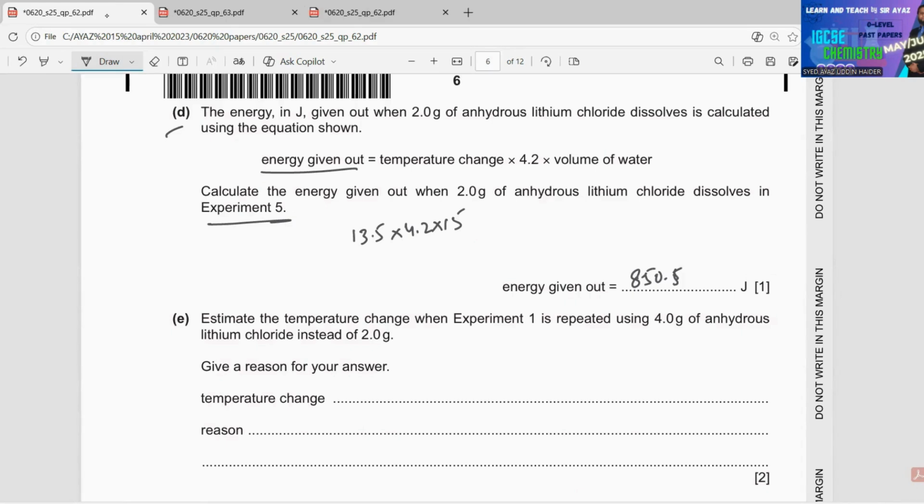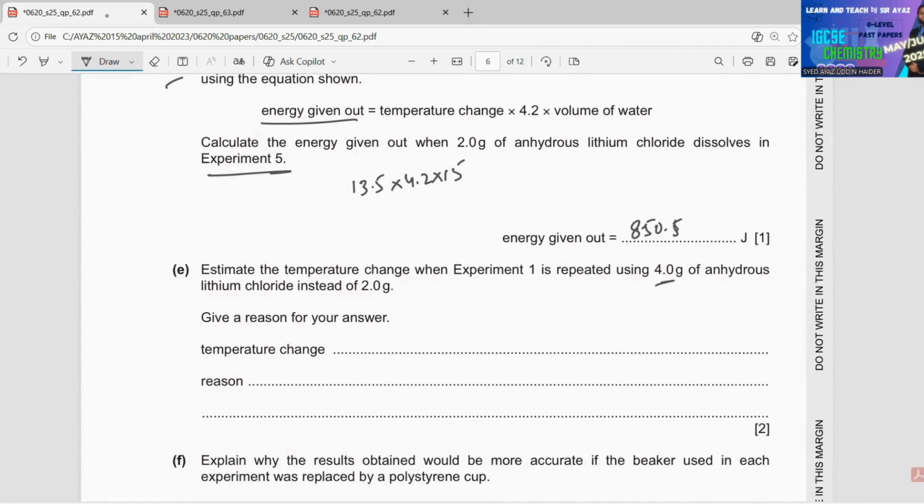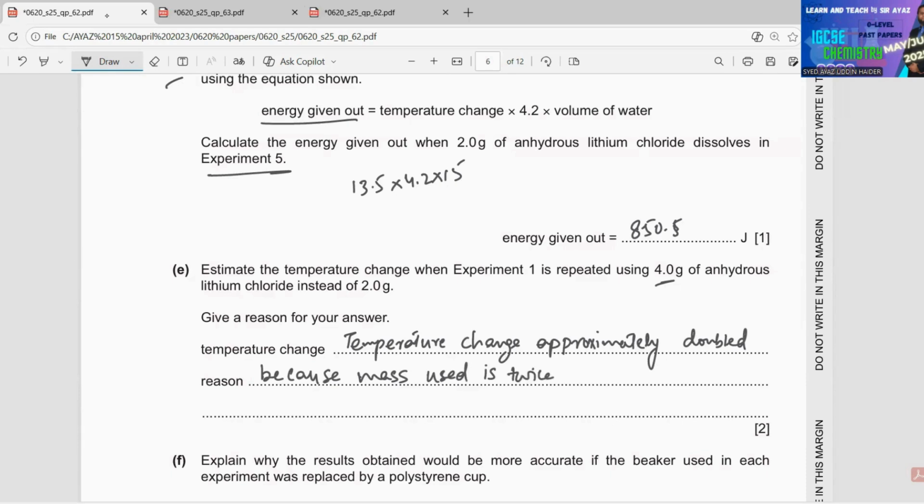Estimate the temperature change when experiment 1 is repeated using 4 gram of anhydrous lithium chloride instead of 2 gram. You have increased the mass, so definitely the temperature change will be approximately doubled, because this time we have used the mass is twice. So you will write temperature change approximately, not exactly, approximately doubled, because mass used is twice the previously used mass.